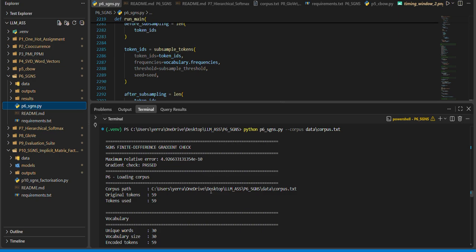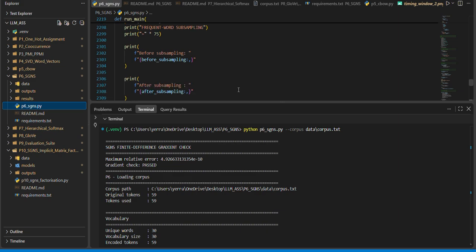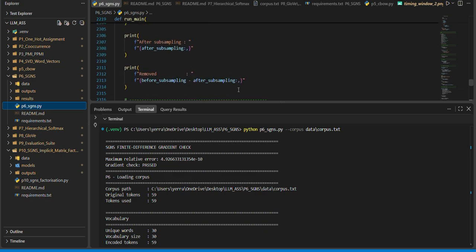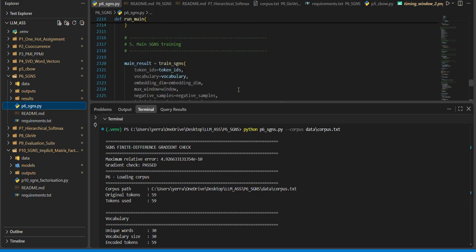The skip-gram objective is for a target word W and context word C. The objective is log sigma(u_C transpose v_W) plus the sum of log sigma(minus u_R transpose v_W), where v_W is the target word embedding, u_C is the positive context embedding, u_R is the negative sampling embedding, and sigma is the sigmoid function. The objective encourages the target and real context words to have high similarity while pushing randomly selected negative words away.